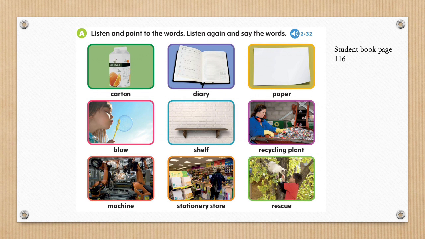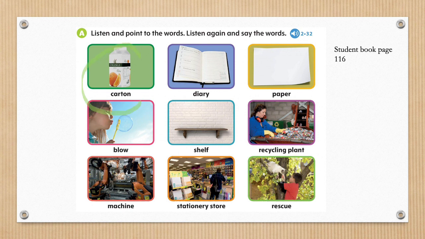Students, can you please open your student book to page 116? While you are doing this, I would just like to let you know that in between each vocabulary word, you can please pause the video and repeat after me. Feel free to pause the video whenever you don't understand something or just need some more time. Okay, let us start with number 1.